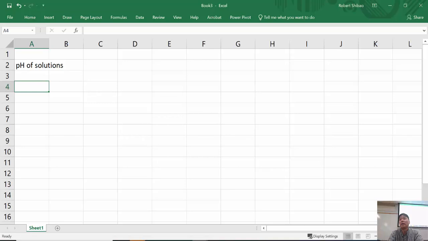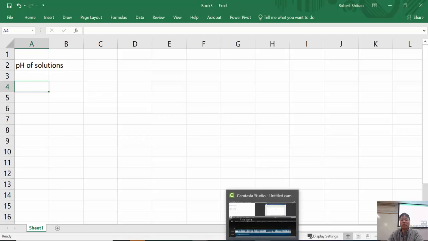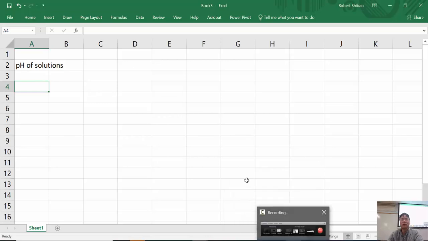For the lab. Oh, I mean, it was for that lab where we had all the solutions in the hoods, and then you were measuring the pHs of those. So, somebody give me any of the solutions that you have data for. We'll take a look at those.